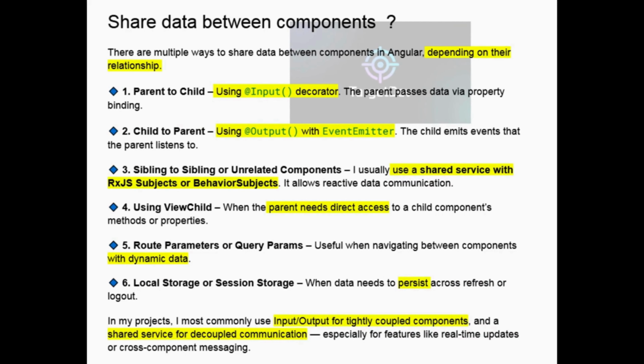There are multiple ways to share data between components in Angular, depending on their relationship. Parent to child: using the @Input decorator, the parent passes data via property binding. Child to parent: using the @Output decorator with EventEmitter, the child emits events that parents listen to. Sibling to sibling or unrelated components: I usually use a shared service with RxJS Subjects or BehaviorSubjects. It allows reactive data communication.